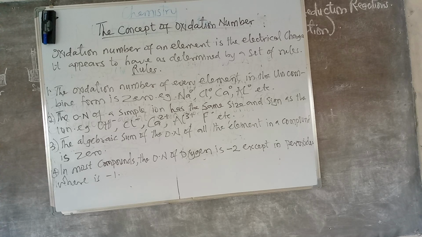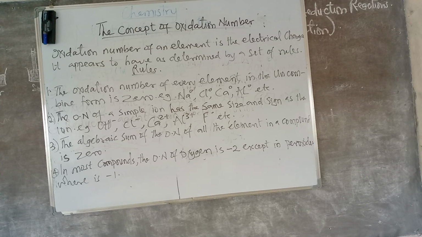Rule 1: The oxidation number of every element in the uncombined form is 0, of which in chemistry we deal with elements, atoms, and all the rest of them. Every element in the uncombined form has a 0 oxidation state. Just like sodium standing alone there, it's not combining with anything, so its oxidation number is 0.